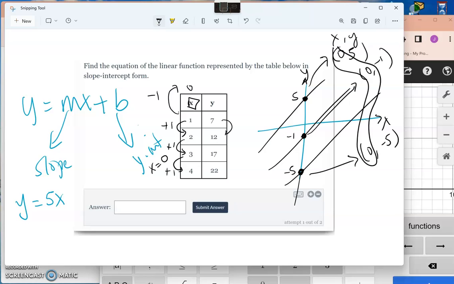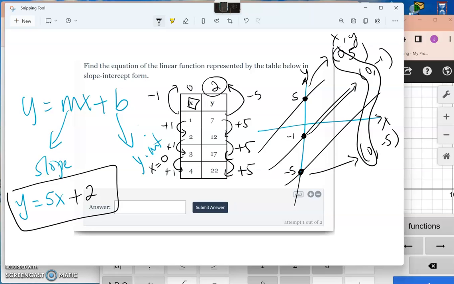So each time, what am I doing here? To get from 7 to 12, I am adding 5. From 12 to 17, I am adding 5. I'm adding 5 each time. So if I want to go backwards, I'm going to subtract 5. If I only need to go back one more time, I subtract 5 from 7, which gives me 2. So my y-intercept is equal to 2. So 5x plus 2 would be my answer.